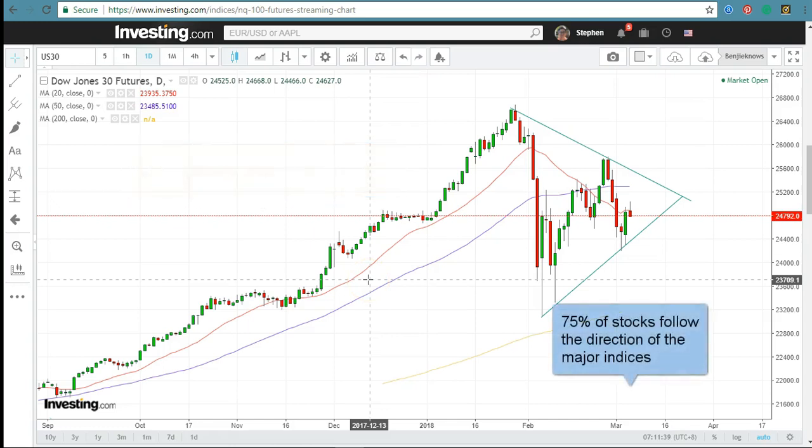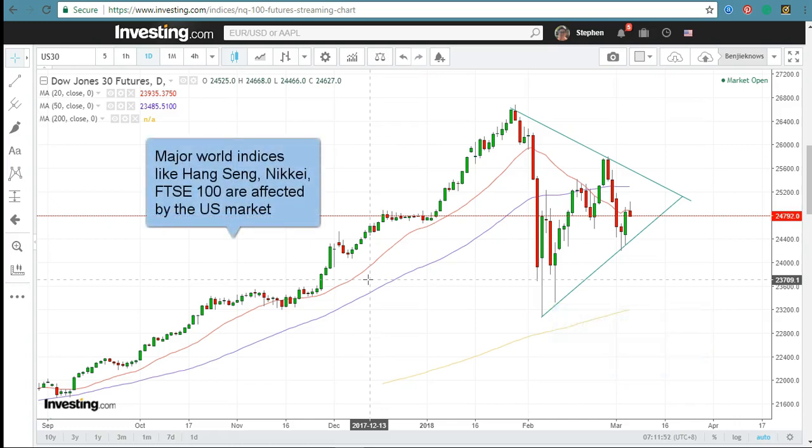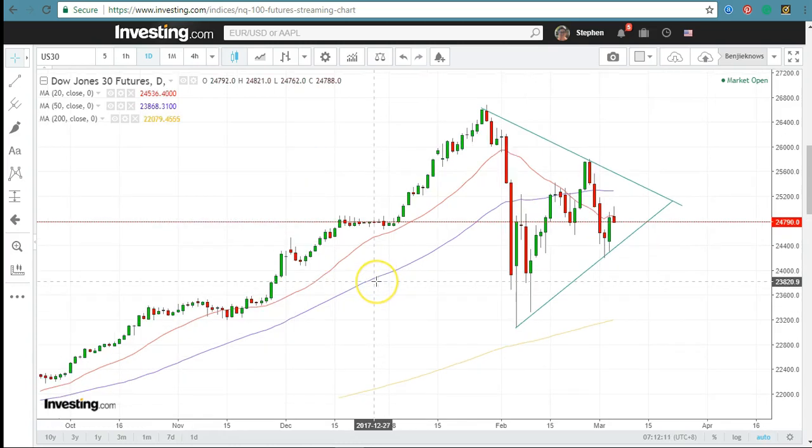Because 75% of stocks in the US market will follow the direction of where the Dow and S&P and Nasdaq will go. And many major indexes around the world are also affected by the performance of these three major indices. So if the indices crash or plunge, you can be quite certain that indexes in Asian markets will also follow. So it's very important for us to look at the Dow and US indices no matter where we are.